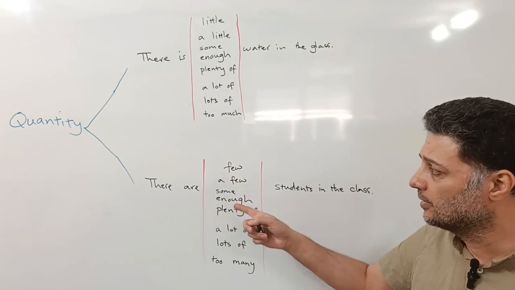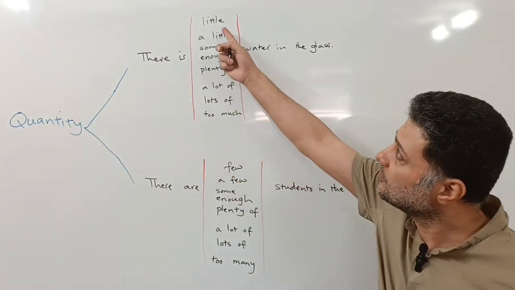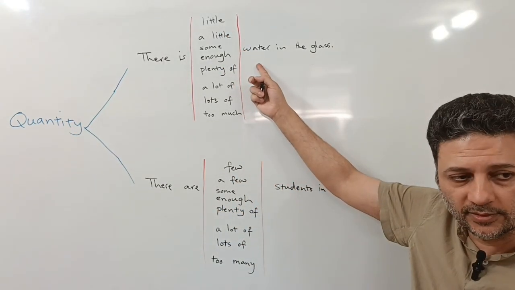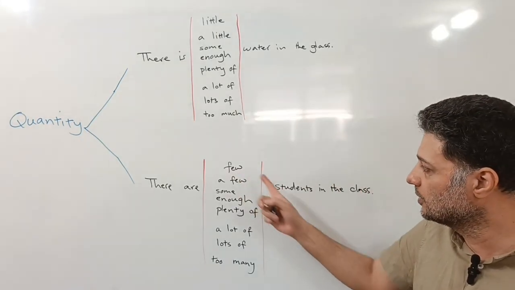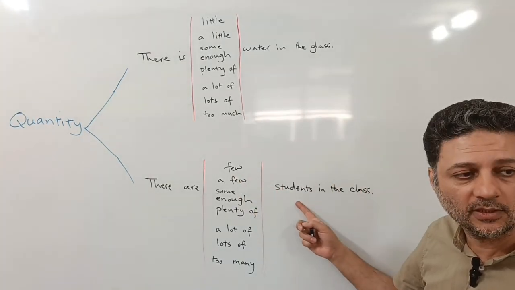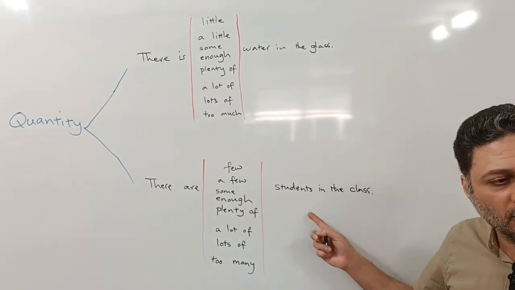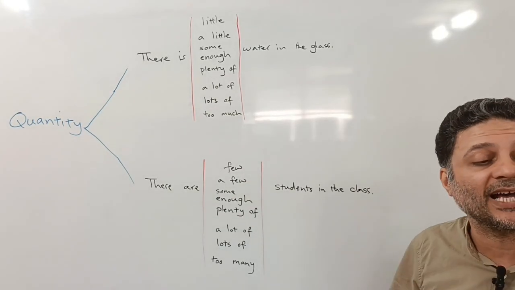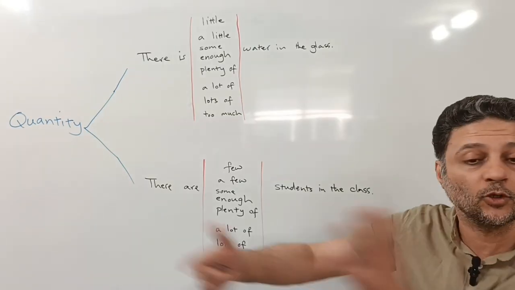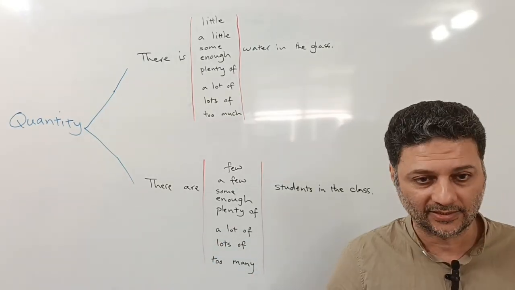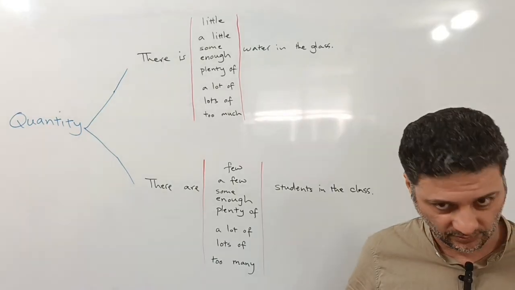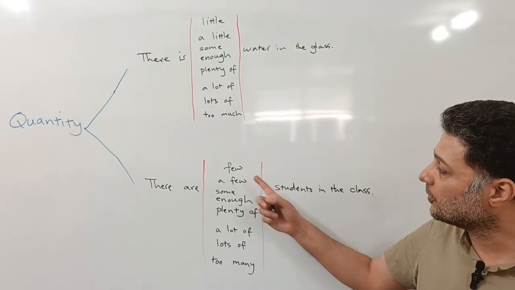So there are, okay, now, instead of little that is used for uncountable nouns, we use few for plural countable nouns. There are few students in the class. It means that the class cannot be held. They have to cancel the class because there weren't enough students, right? So there are few students.